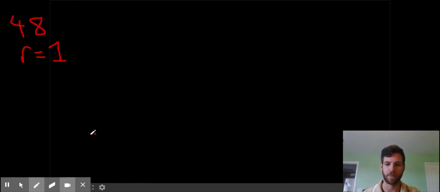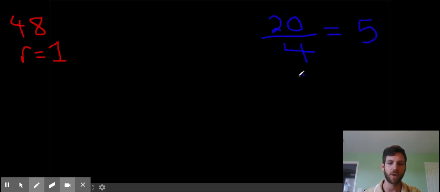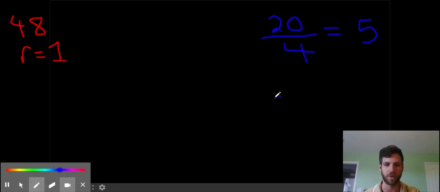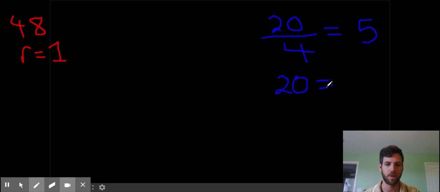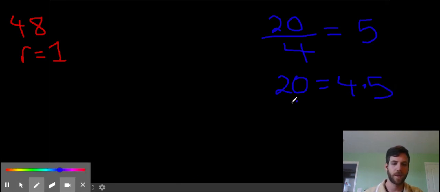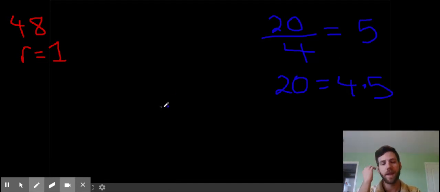So let's think about a different problem, a very easy problem like 20 divided by 4. We don't need long division for that. We know it's equal to 5. But that's not the only way to write this. 20 is equal to 4 times 5. Now, these are 2 different ways to write the same thing, and we're going to look quickly at how to write out this using the same idea.